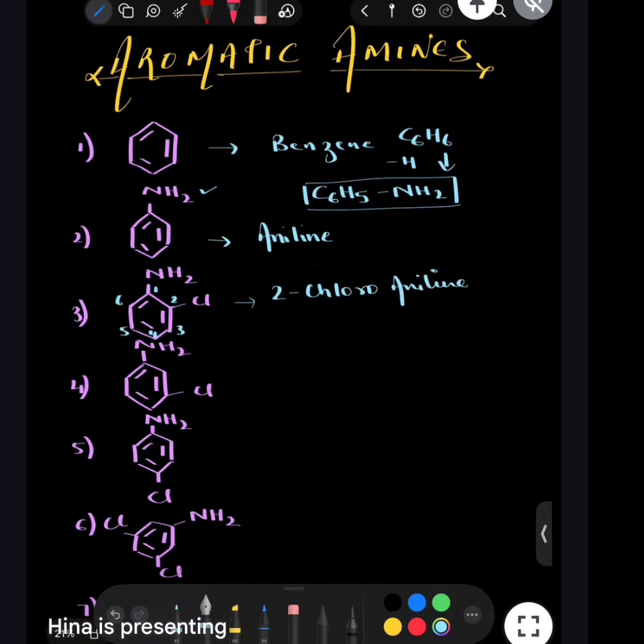The next one we have is chlorine, but it is not in the second place, now it is in the third place. So we can write 3-chloro aniline. In the next compound we can see that the chlorine is present at the fourth place, so its name will be 4-chloro aniline.